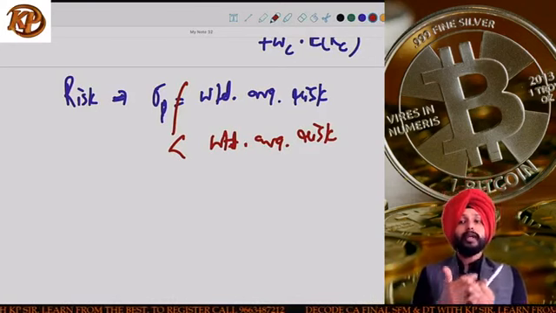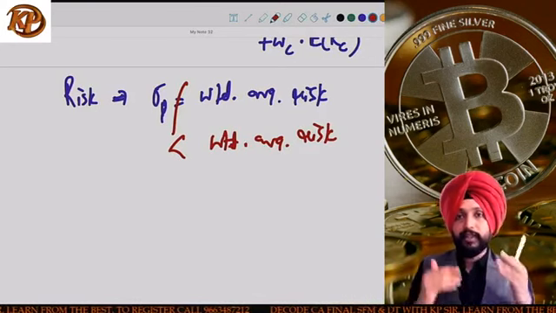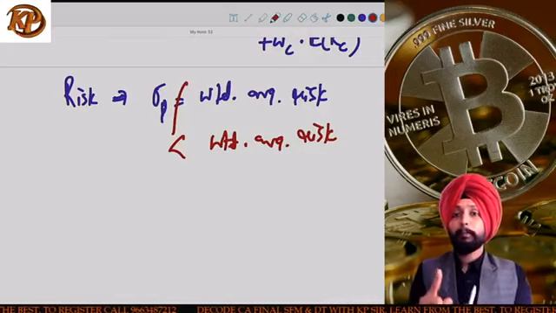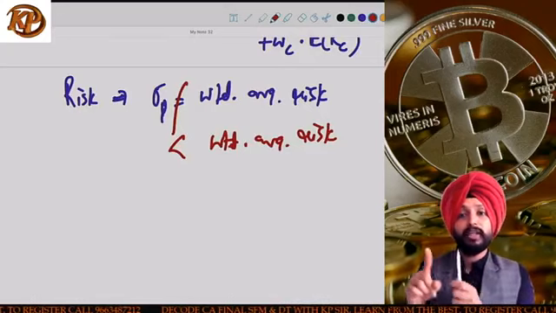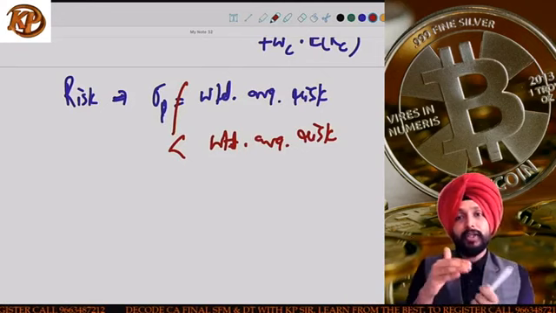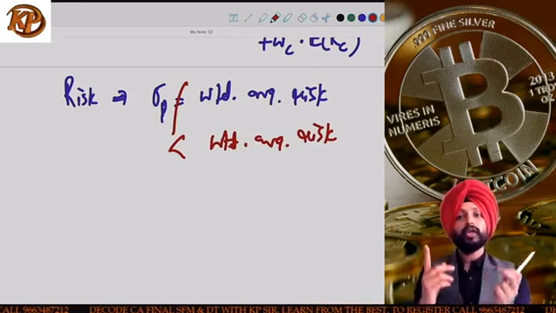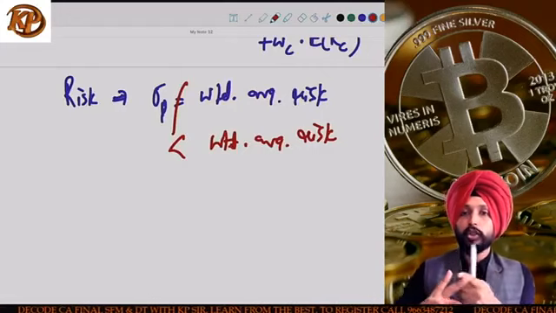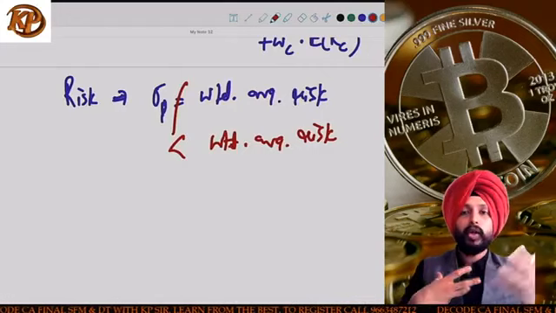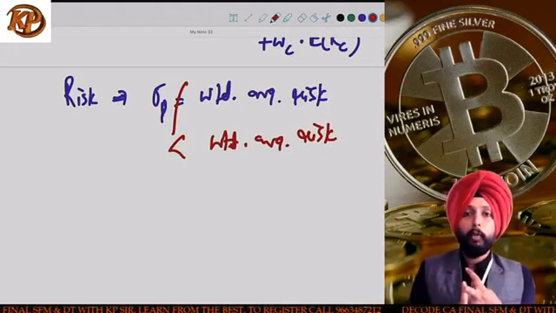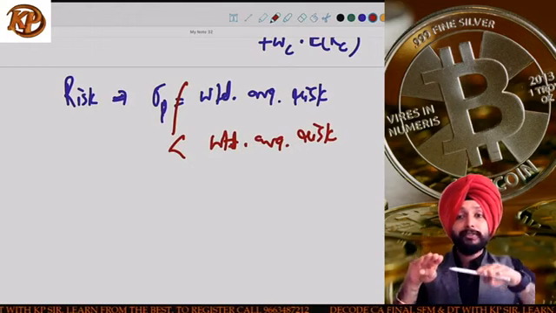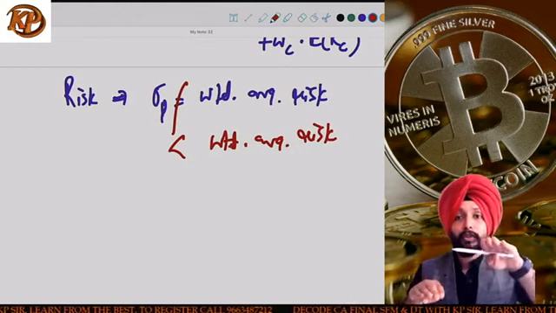But the question is, how much is the benefit of diversification? That will depend on the correlation between the stocks. You remember all this? So we can have 3 types of correlation: positive correlation, negative correlation, zero correlation. Zero correlation means you're not able to understand the relation between 2 things. Positive correlation means both are moving in the same direction. Negative correlation means both are moving in the opposite direction.